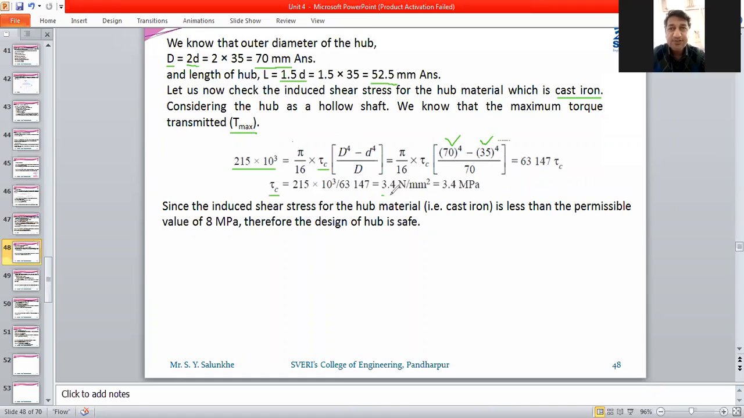If you put in all the values, we can check these shear stresses. The shear stress induced in the hub material will be 3.4 Newton per millimeter square, that is 3.4 megapascal, which is less than the allowable shear stress of 8 megapascal, which we have seen in the problem statement. Hence, the dimensions which we have calculated from the proportional dimensions are safe. Getting? So the hub is safe now. Any problem? Any query? Can we move to the next slide?